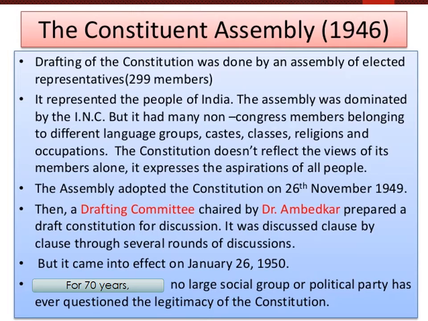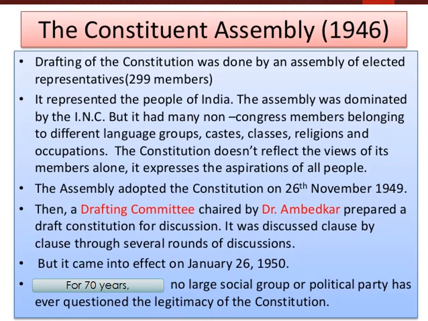Then the drafting committee chaired by Dr. B.R. Ambedkar prepared a draft constitution for discussion, and it was discussed clause by clause through several rounds of consultation and discussion, but it came into effect on 26 January 1950.